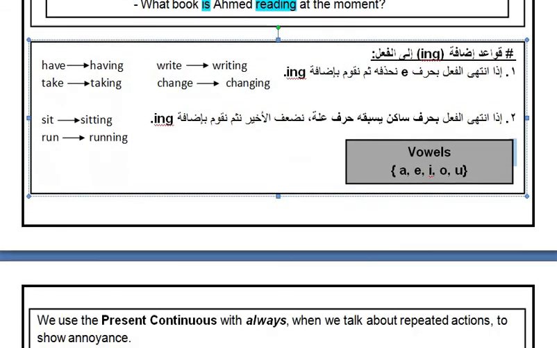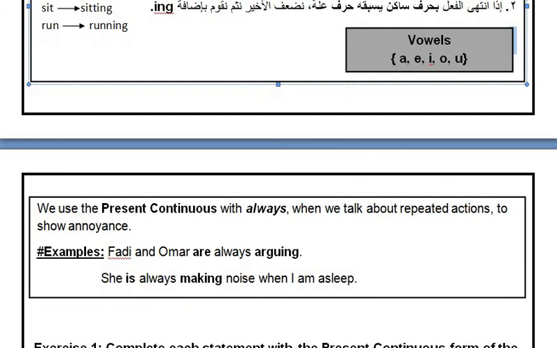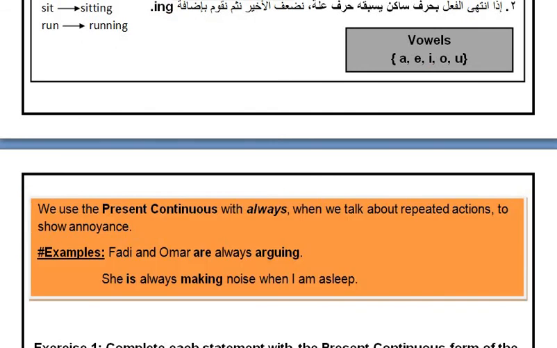Okay guys, now look at this box please. I need you to look here. Look. We use the present continuous with always when we talk about repeated actions to show annoyance.